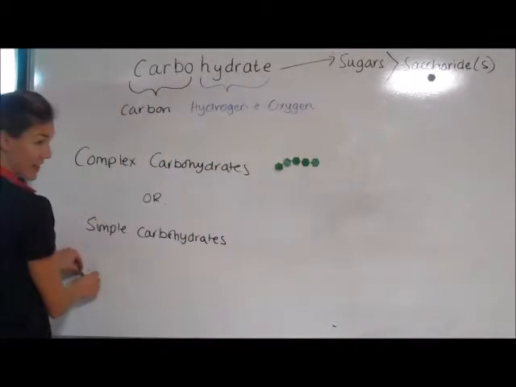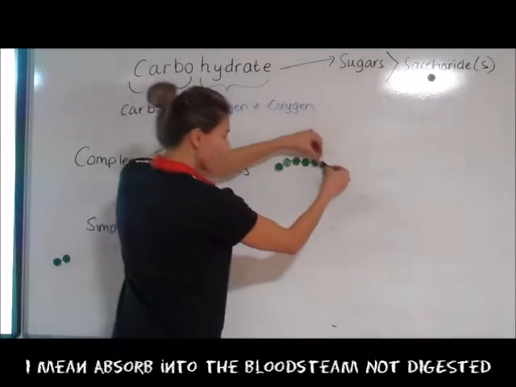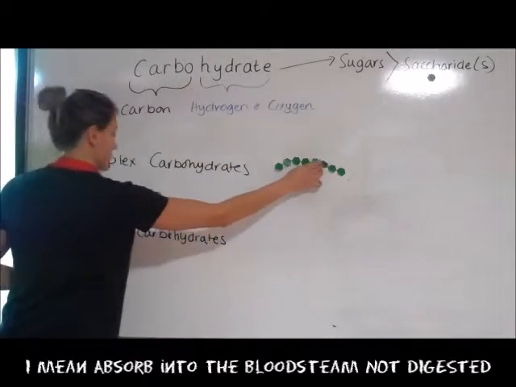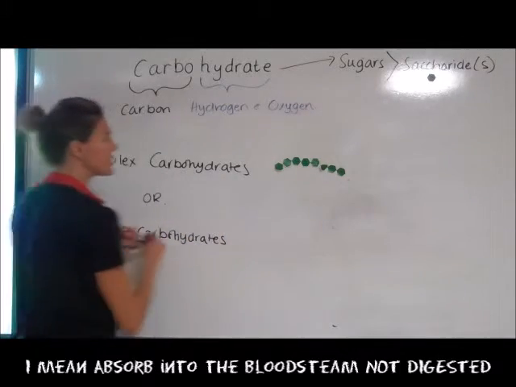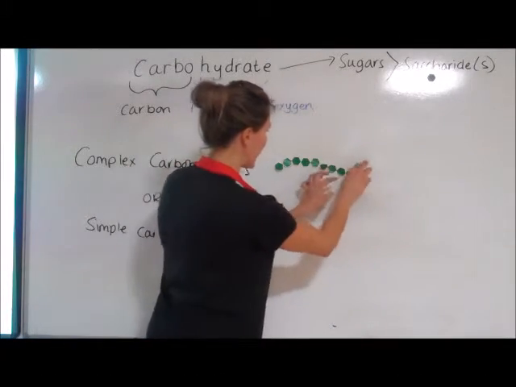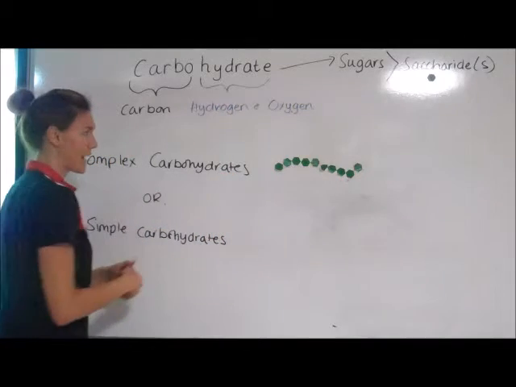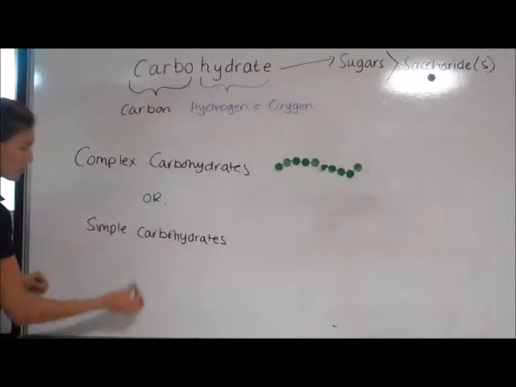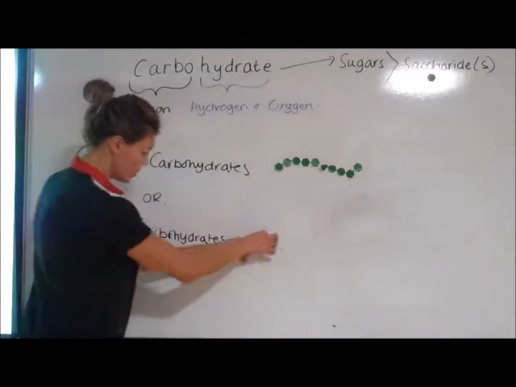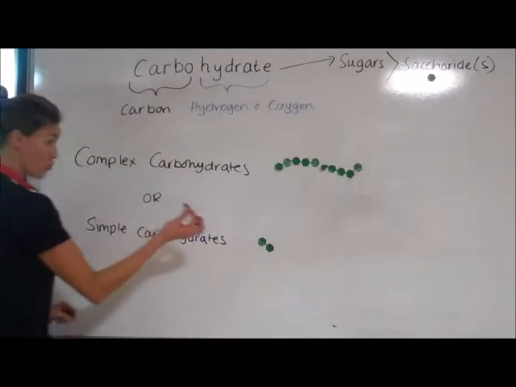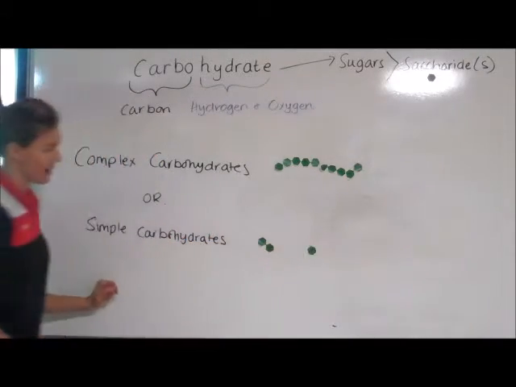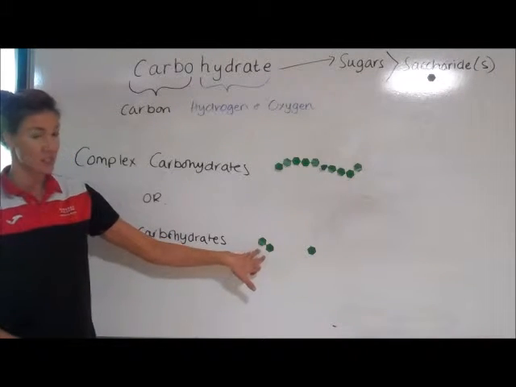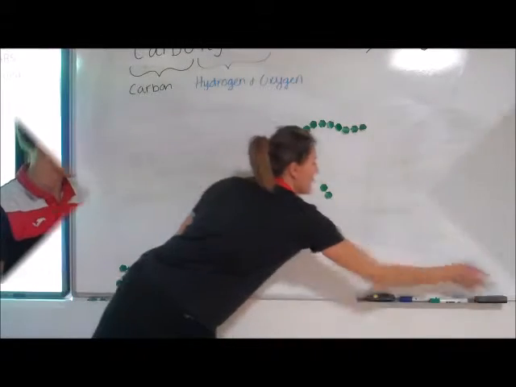And because there's a chain of them, it takes longer for them to be broken down and digested into the bloodstream. So they are slow releasing energy just because of the amount of time it takes to break this chain down. And then we have simple carbohydrates, which is composed of two or even just one saccharide. They are quick released into the bloodstream because it doesn't take long to break them down at all.